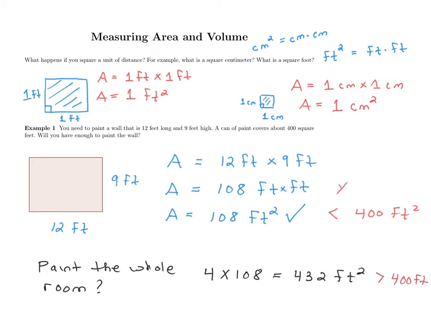So here it will work, yes, we can paint the wall, but over here, no, we can't. Now, this assumes that there are no doors or windows. It could be that, if there were a door or a window or two, this might be perfect to put one coat of paint on all four walls of this room.